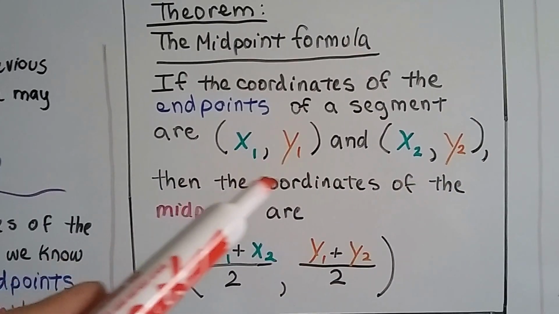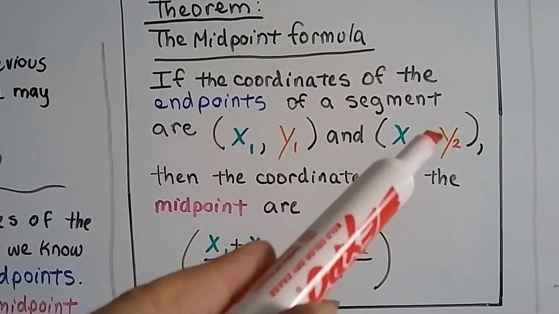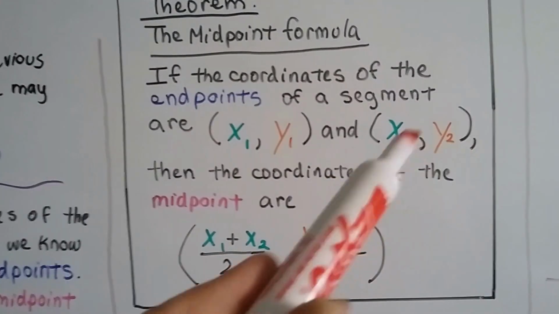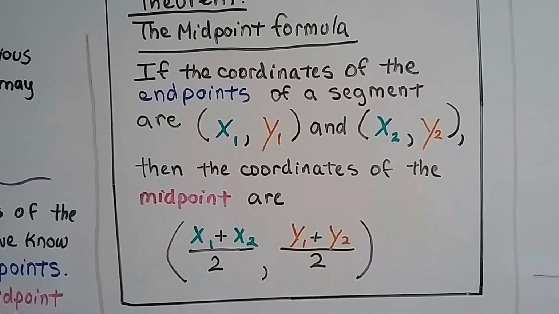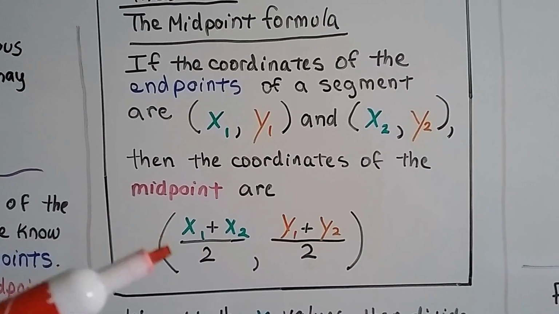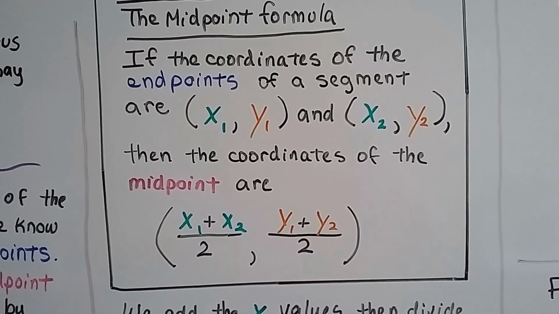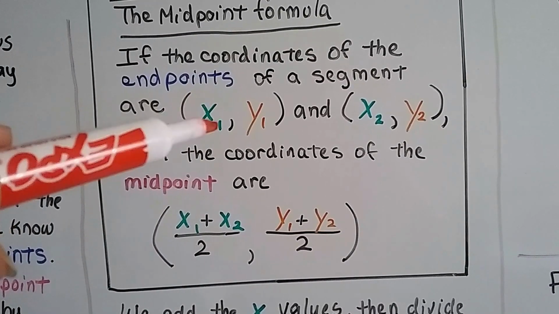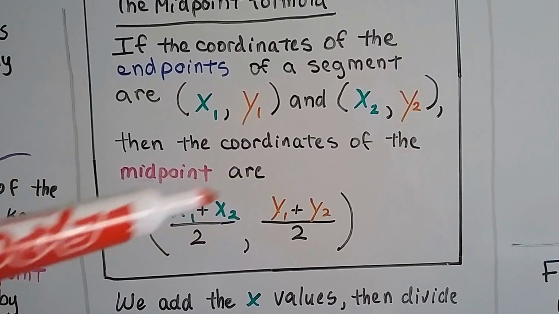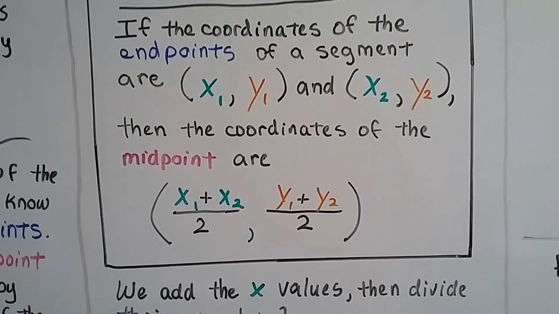Now remember, these little 1s and 2s tell us which ordered pair we're talking about. So this is the first ordered pair, that's the second ordered pair, and that's why they have these little subscript numbers. Okay? Well then, the coordinates of the midpoint will be this. So all we have to do is put our x sub 1, y sub 1, x sub 2, y sub 2 values in here and solve it.